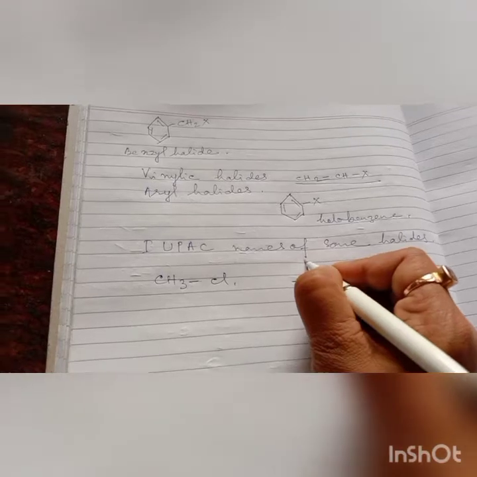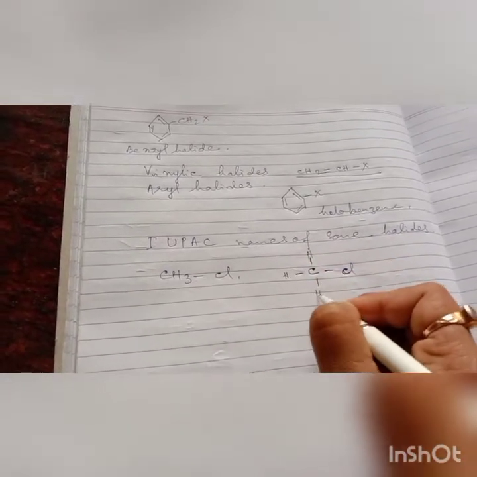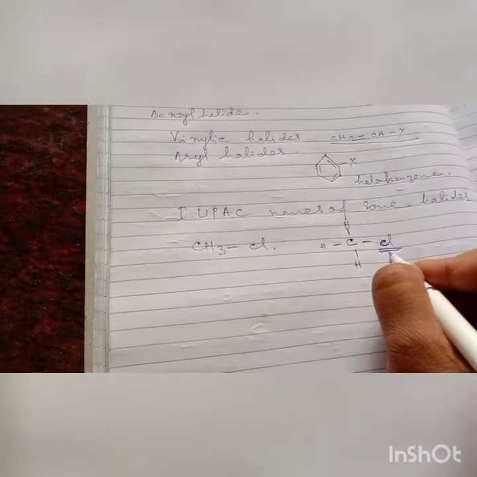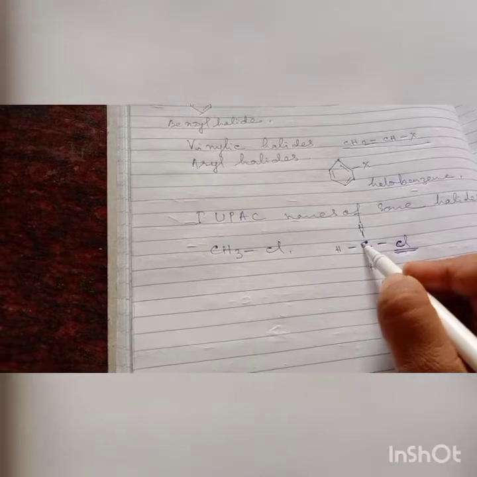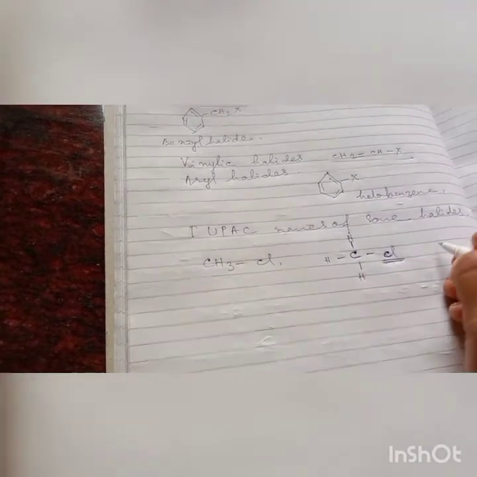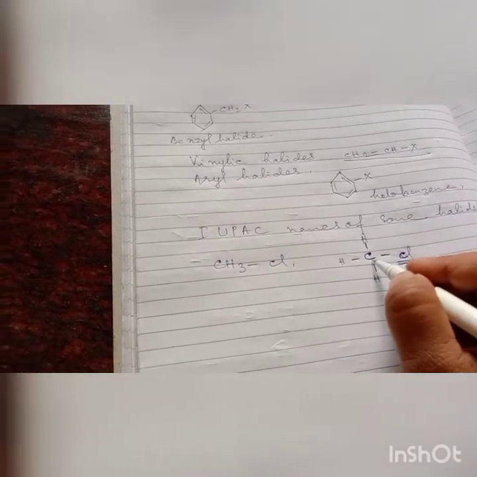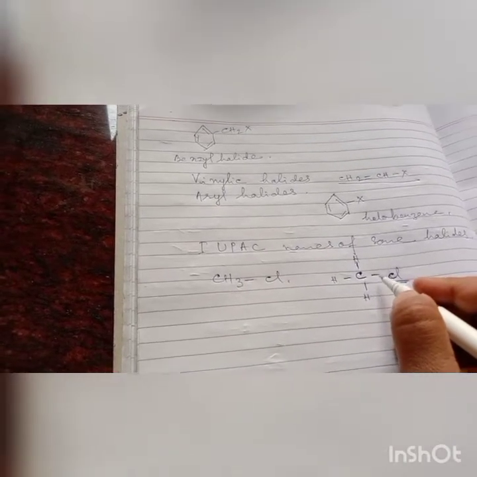Okay, so the name of the compound depends on the number of halogen groups and the name of the halogen. Here we take chlorine, so its name is chloromethane. Our structure contains one carbon atom, so we call it methane, and one chlorine atom is present, so our structure will be chloromethane. Its common name is methyl chloride.